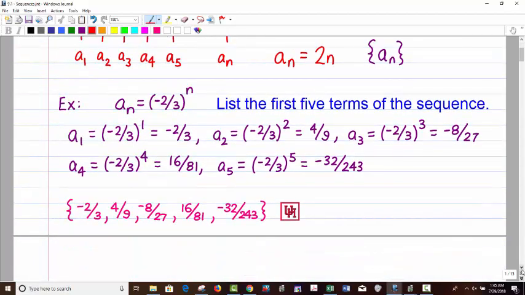Now, listing terms of a sequence based on a formula, that's pretty easy. This is telling us to list the first 5 terms of this sequence. a sub n equals negative 2/3 to the n. So you see, all I do is just change the exponent: 1, 2, 3, 4, 5. So it's negative 2/3 to the first, to the second, to the third, to the fourth, to the fifth, and it will generate these 5 terms right here. Okay, that's easy enough.